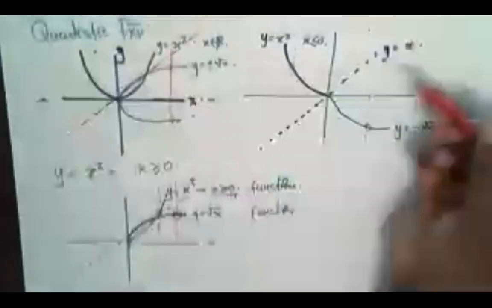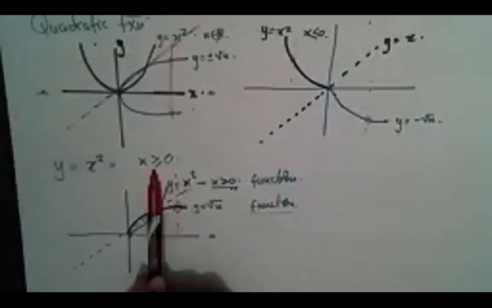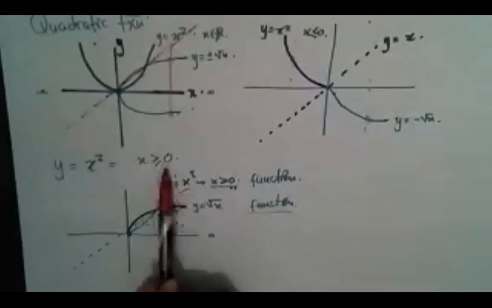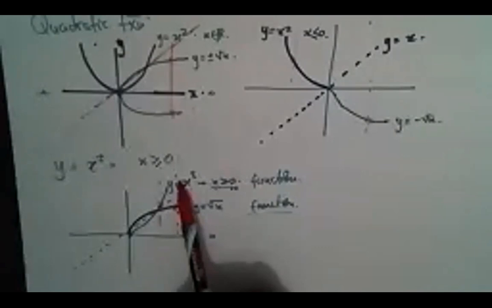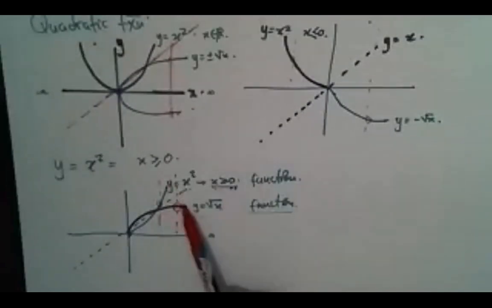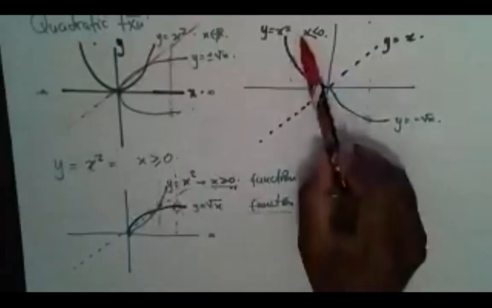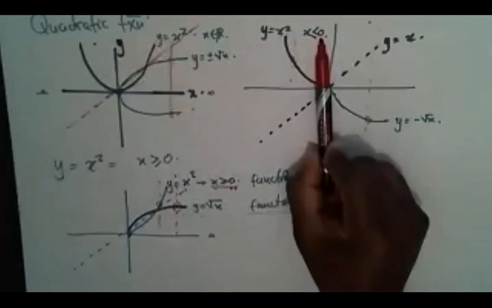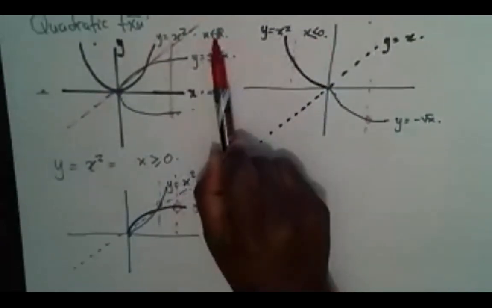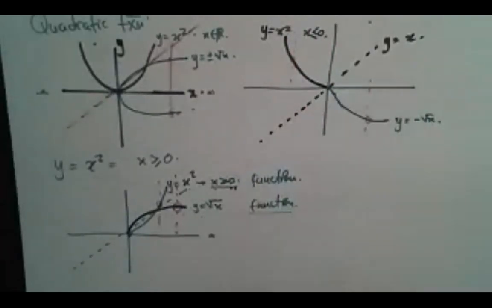But when I restricted and said, okay, I only want my x to be greater than 0, I only took the part here, and the inverse is also only this part, it becomes a function. If I also restrict here and say x is less than 0, I've restricted my domain from x is an element of real numbers to x is less than 0, then this remains a function, and the inverse also becomes a function.